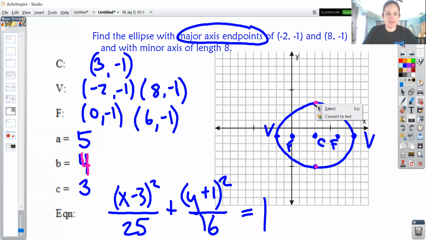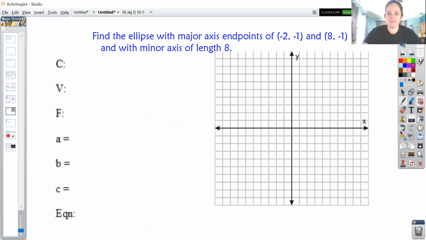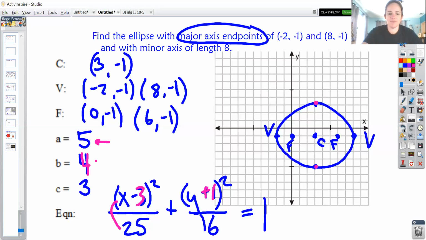And then I did the Pythagorean identity to get that C must be 3, which would put the foci at (0, -1) and (6, -1). And then I made the equation. Using the center, which was (h, k) of (3, -1), that's how I found the coordinates there. The 5 distance that I was going was in the x direction, so 25 went underneath the x component, and the 4 that I was going was in the y direction, so 16 went underneath the y. And I have everything that I need, so there you go.